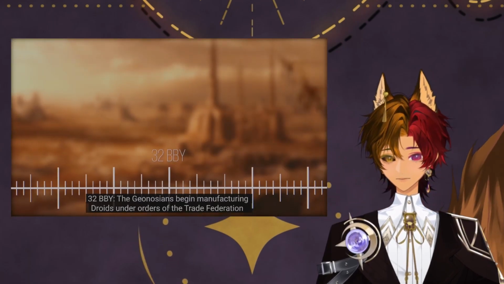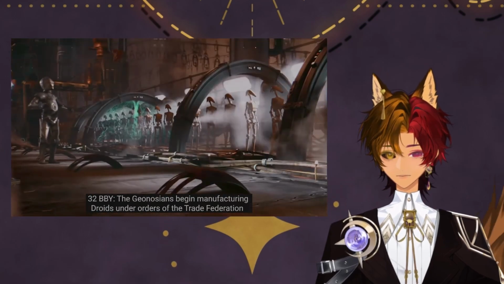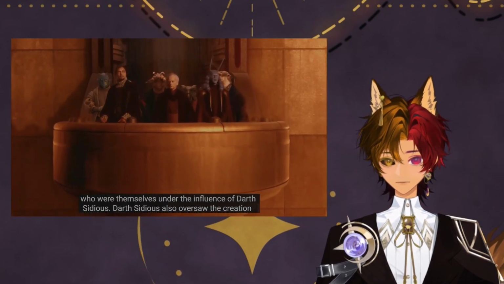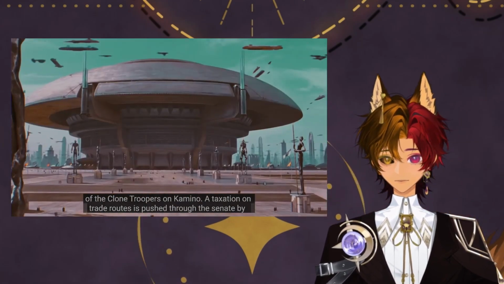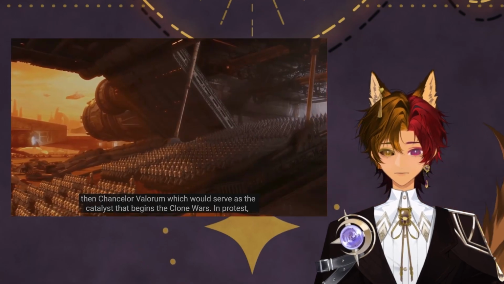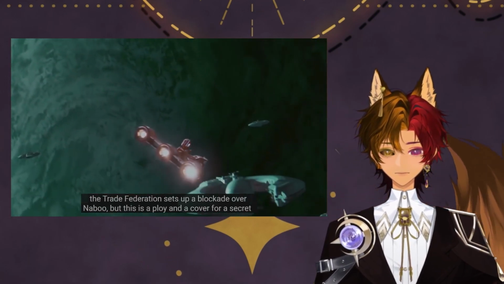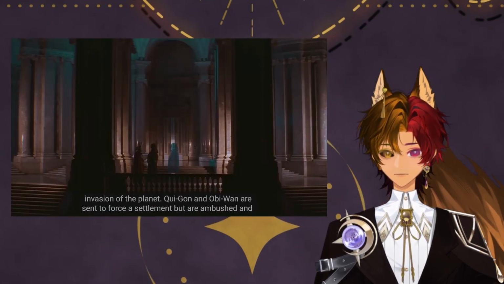32 BBY. The Geonosians begin manufacturing droids under orders of the Trade Federation, who were themselves under the influence of Darth Sidious. Sidious also oversaw the creation of the clone troopers on Kamino. A taxation on trade routes is pushed through the Senate by then-Chancellor Valorum, which would then serve as the catalyst that begins the Clone Wars. In protest, the Trade Federation sets up a blockade over Naboo, but this is a ploy and a cover for a secret invasion of the planet.